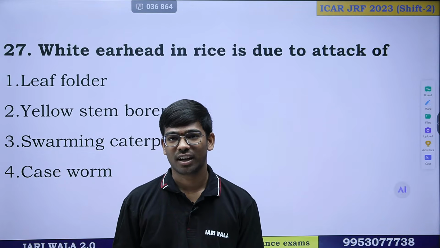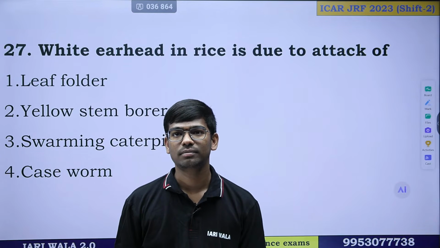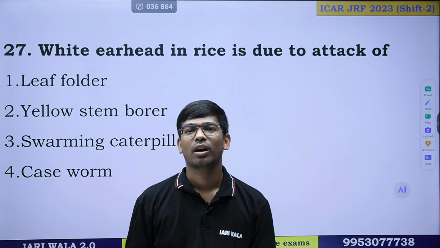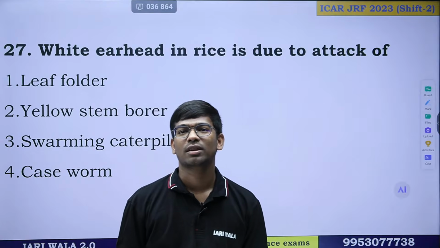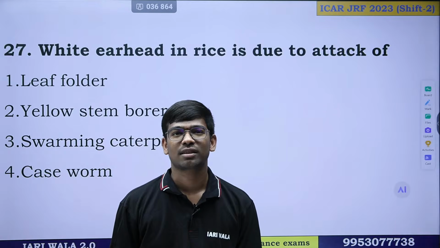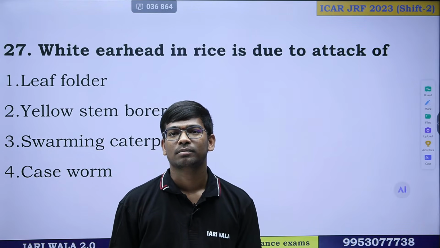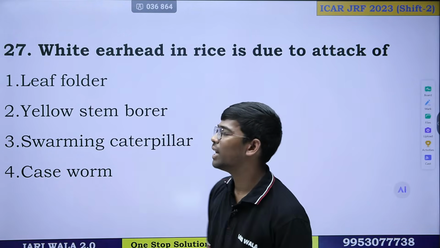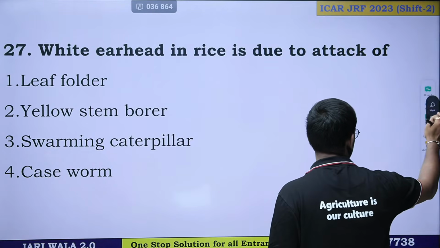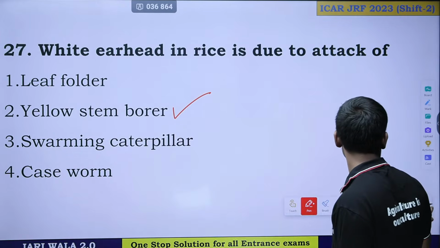Dead hearts at the vegetative stage, white earheads at the reproductive stage, leaf clippings we will do. Okay. Only a few students responded, around 5 students. The rest of the students, very easy question, from the first pest we have read in the class. It's nothing but our yellow stem borer, Scirpophaga incertulas. Okay, so the option will be 2.